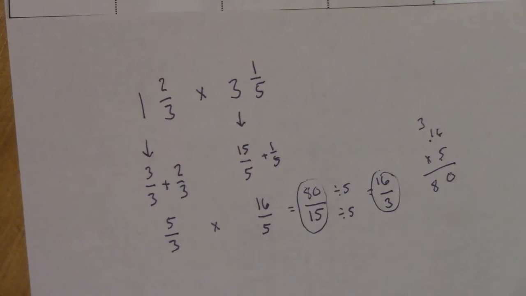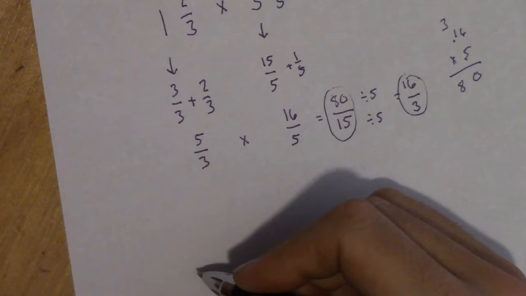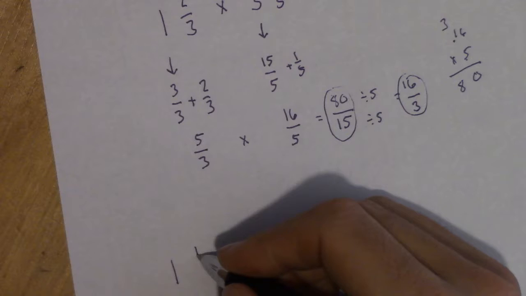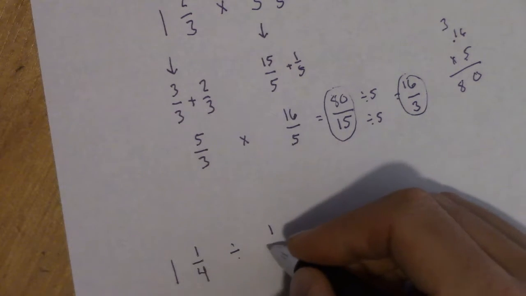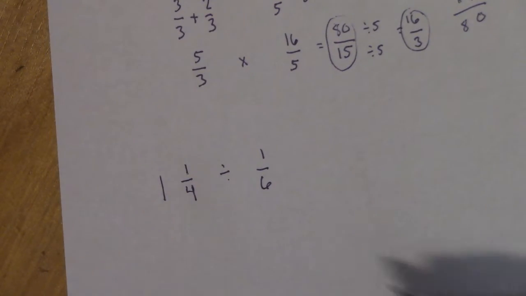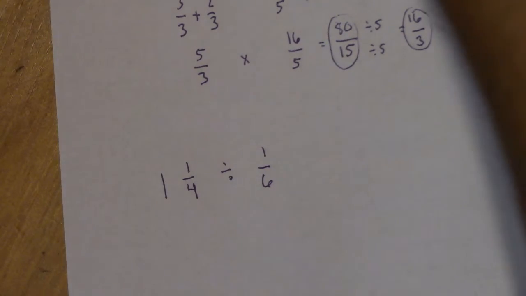Suppose I had a division problem. What would be a good one? Let's go 1 and 1/4 divided by 1/6. Okay, here's where it gets kind of tricky with division. We can build this one.